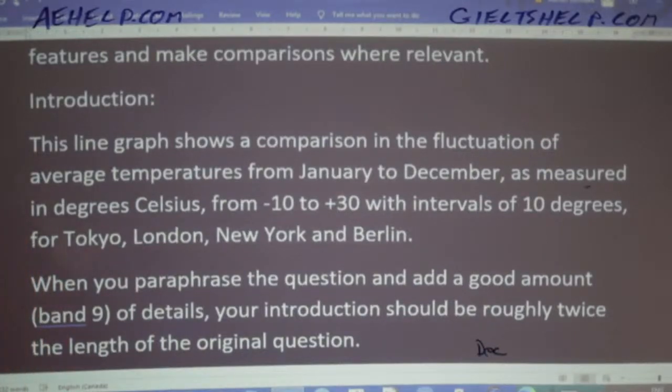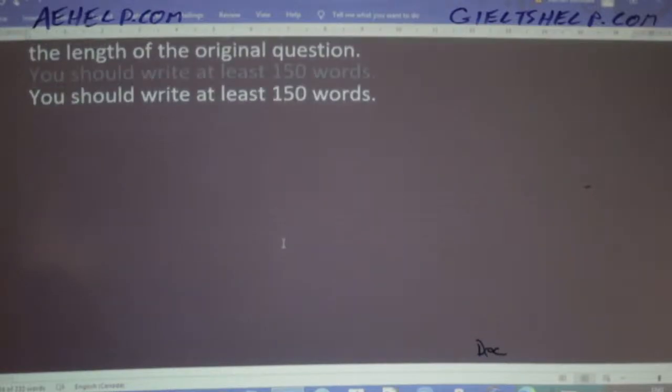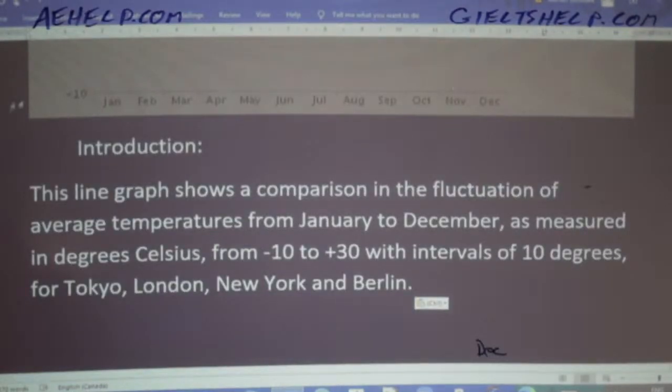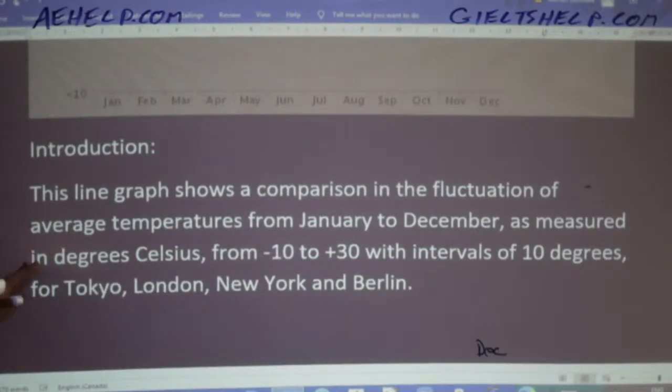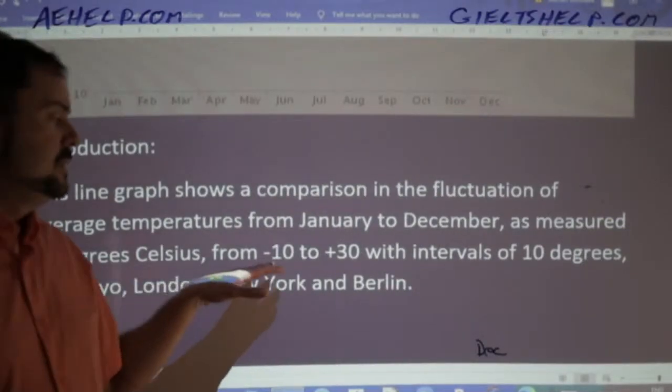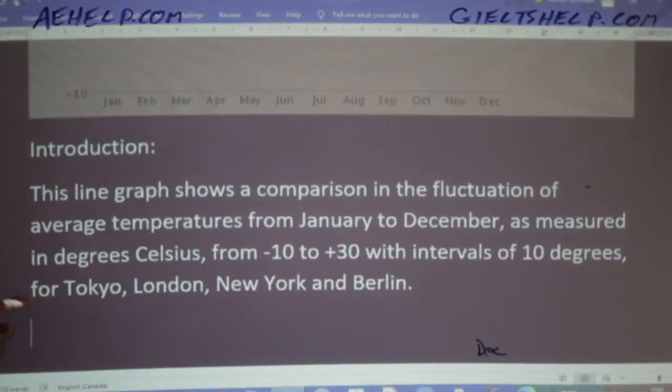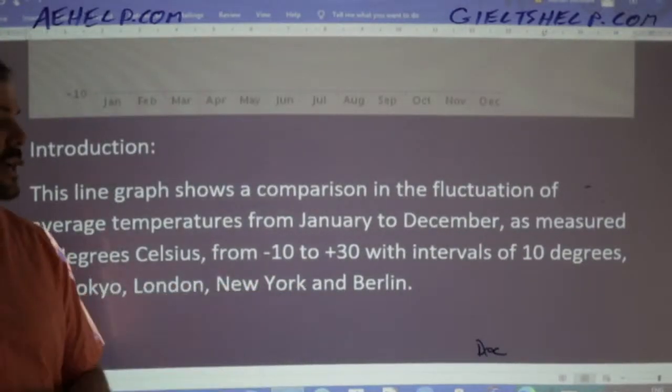All right. And then when you're done your introduction, you are looking for the main feature. Okay. So I'm just going to move this below here so that we can work a little bit more smoothly. Okay, and of course, in your actual IELTS essay, don't write introduction, just write, okay? So once again, this line graph shows a comparison in the fluctuation of average temperatures from January to December as measured in degrees Celsius from negative 10 to positive 30 with intervals of 10 degrees for Tokyo, London, New York, and Berlin.